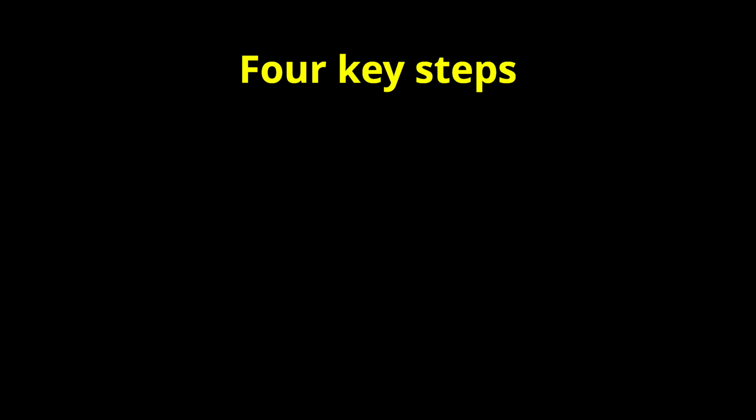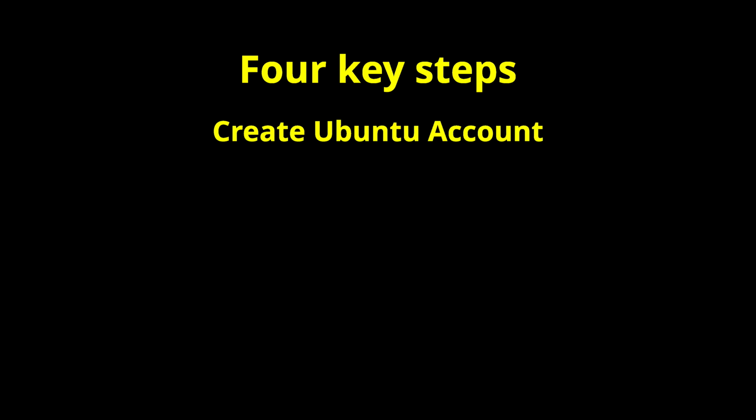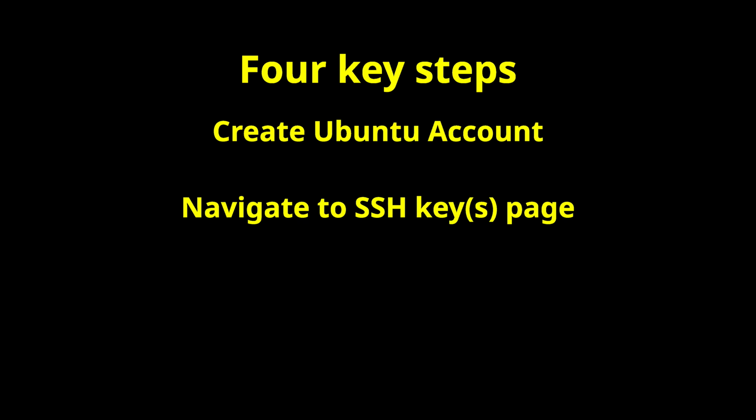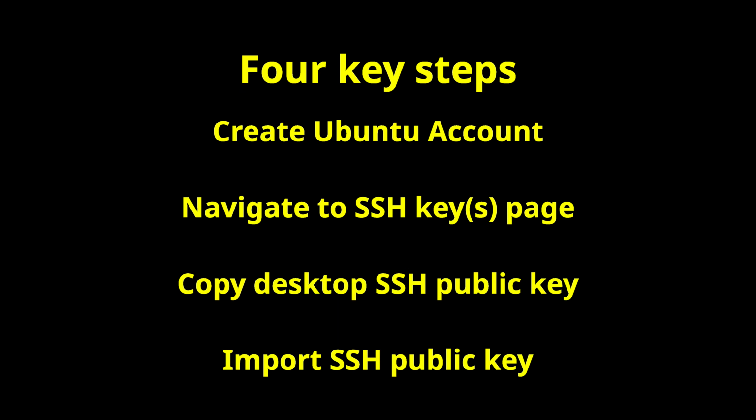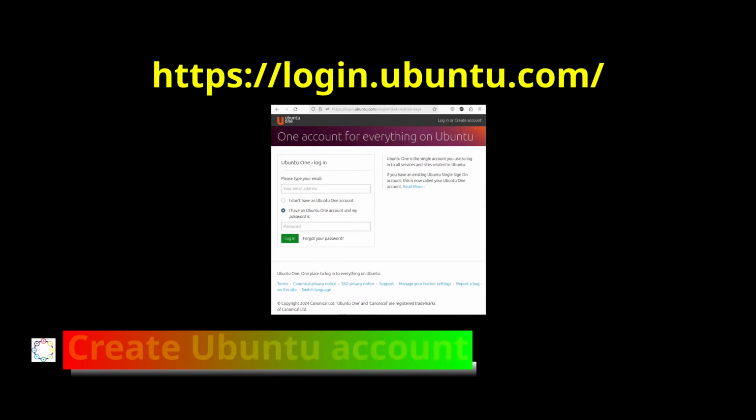In this segment, we will review the steps to save the SSH public key in the Ubuntu One account. There are 4 steps that we have to undertake to perform this operation. First, create the Ubuntu account, navigate to the SSH key page, copy the SSH public key, and then import the SSH public key into the Ubuntu One account.